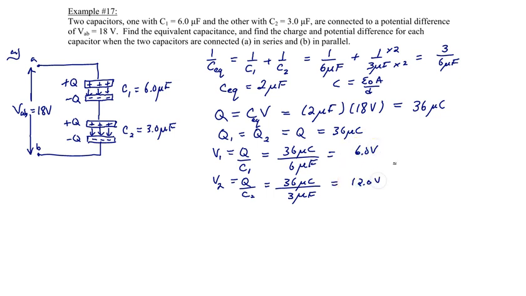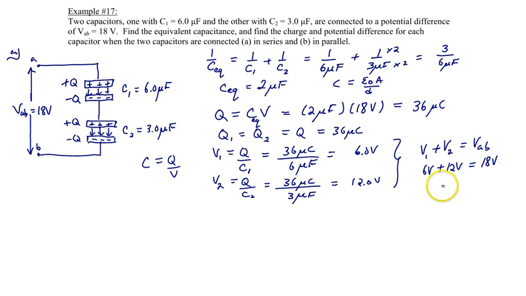You'll notice that the capacitor with the smaller capacitance has the higher voltage. That's because C equals Q over V, so as V gets smaller, C gets bigger. And these two voltages, V1 and V2, add up to the total potential from A to B: 6 volts plus 12 volts gives you 18 volts.